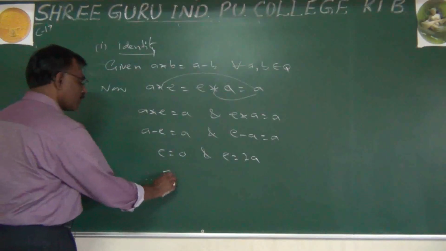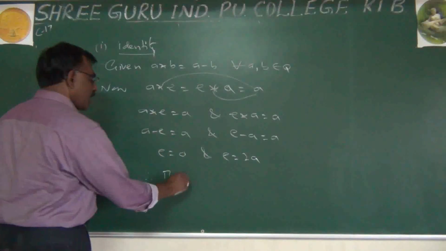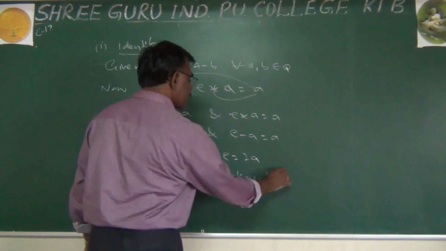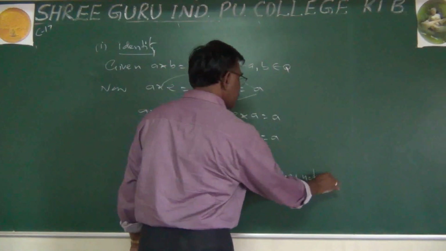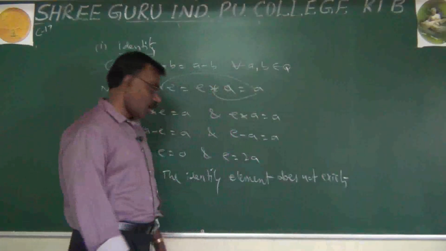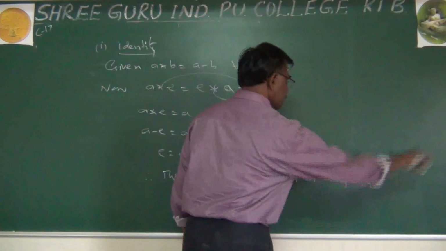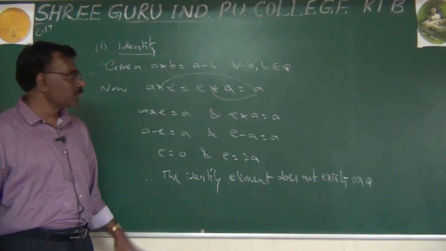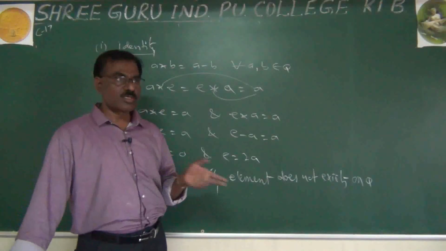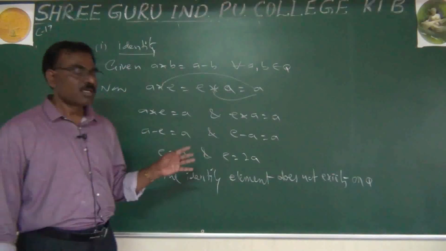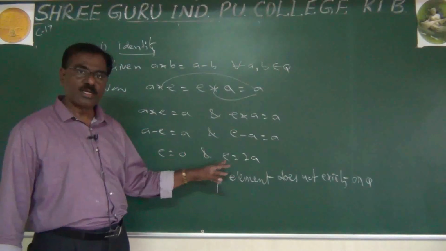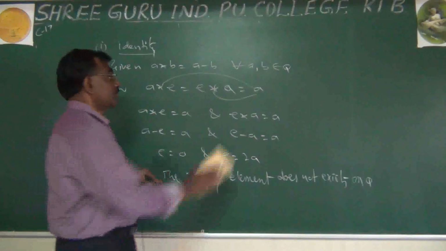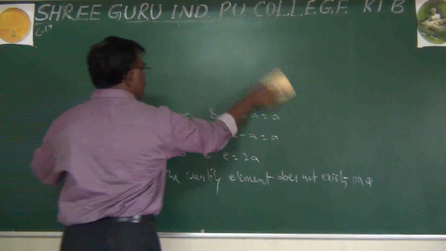So, therefore, here 0 and 2A, the identity element does not exist. Similarly, you can prove many problems. One I will say, check whether the identity exists or not. But here, in both cases, 0 and 2A, these are two rational numbers, but different. But I want it unique. So this is a very important question.